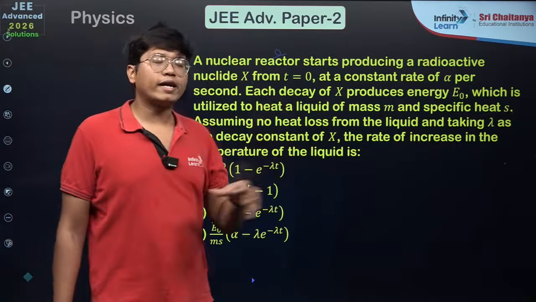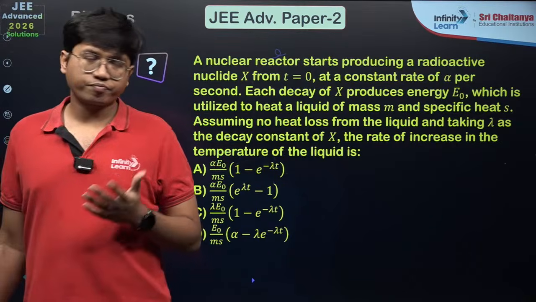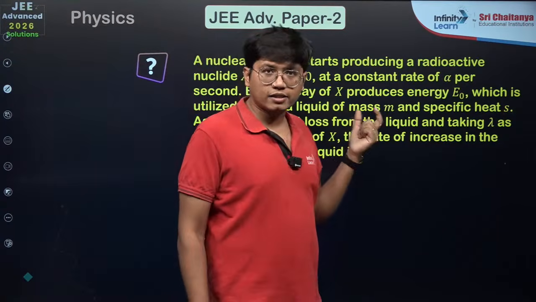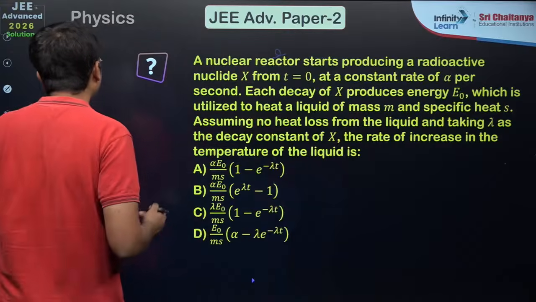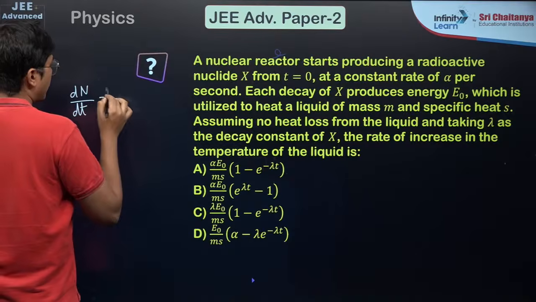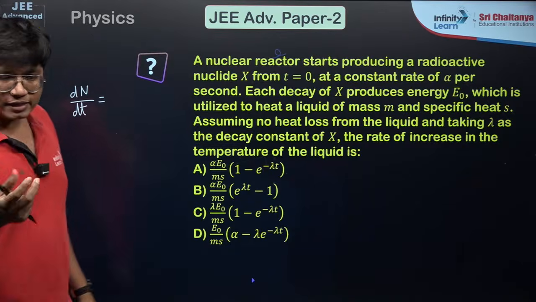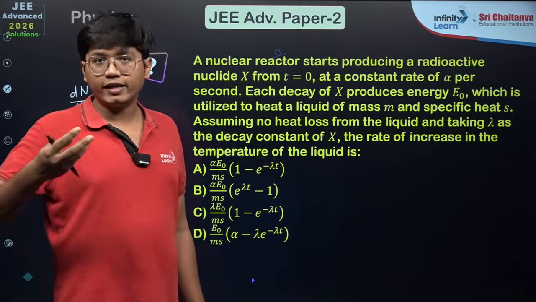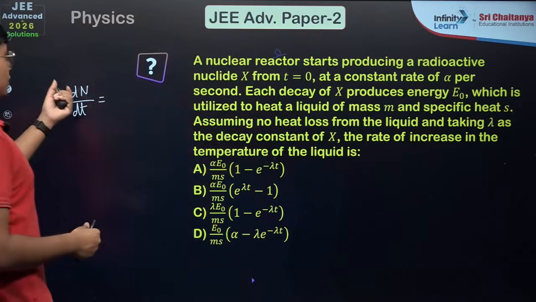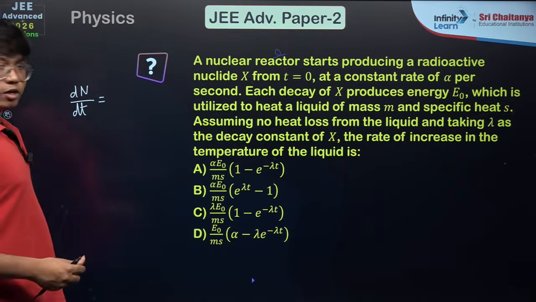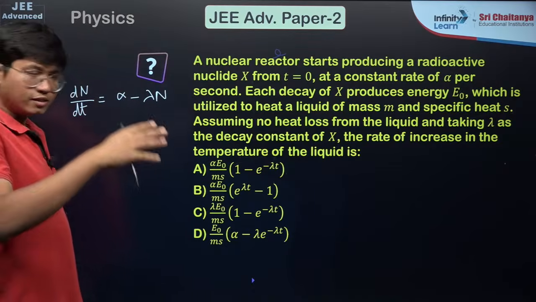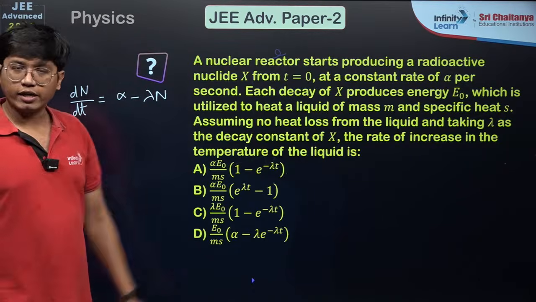So basically you need to find the rate at which energy is produced. That's easy to get to. Think about the decay equation of this X. It won't just be minus lambda n. Minus lambda n is the rate at which it is actually decaying, but it's also getting produced at a constant rate of alpha. So the rate of change of the number of X is alpha minus lambda n. Lambda n is the rate at which the number decays. Alpha is the rate at which it keeps on increasing.